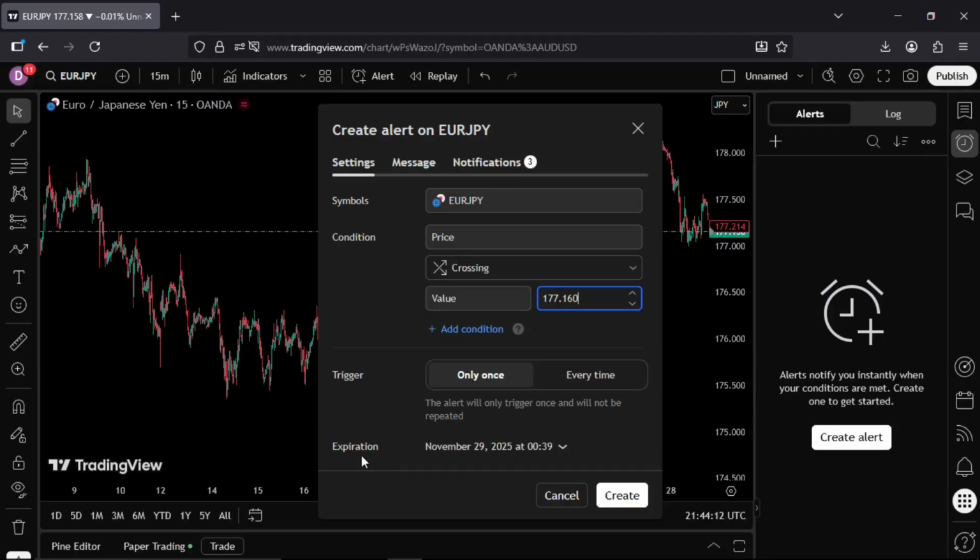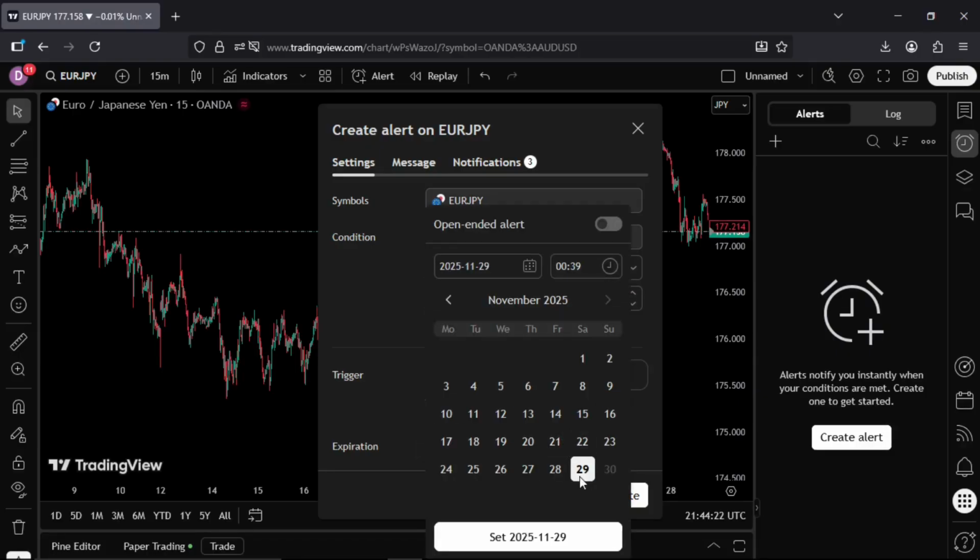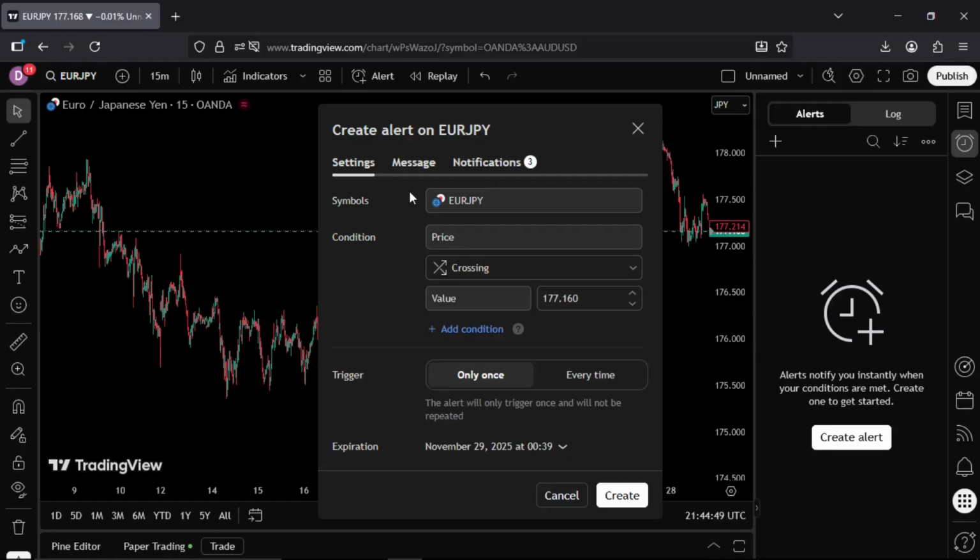Next we have the expiration. This is how long your alert line will remain on your chart before it's triggered, and they can give you up to a month. As you can see, today is the 30th of October, so they can give me up to the 29th. You can keep it on your charts for a month maximum. If you want it for a day, you just select the 30th to the 31st.